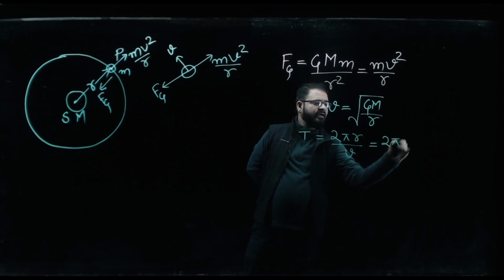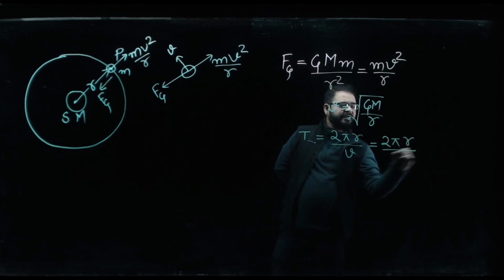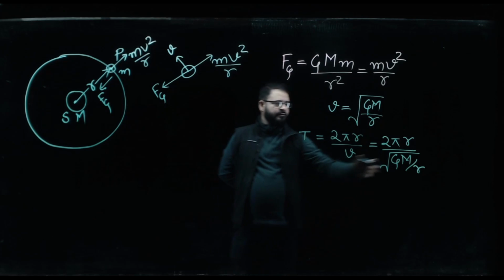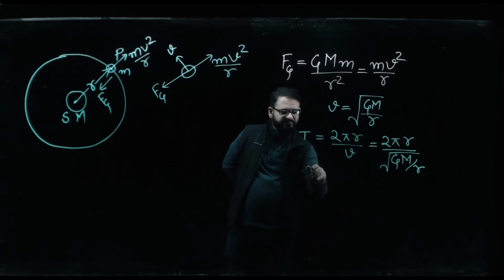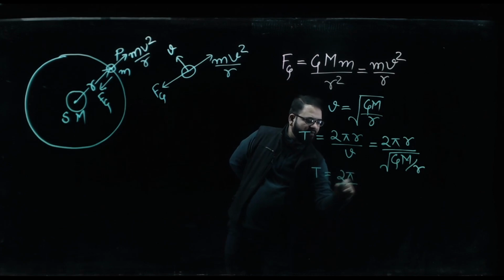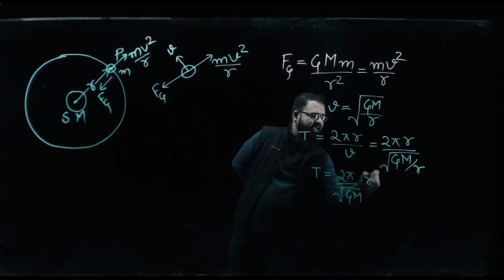Now using this simple kinematic equation, what do we arrive at? T equals 2 pi r divided by the square root of GM by r. If we rearrange this, we can write the time period as 2 pi upon root GM, and here we will have r to the power 3 by 2.